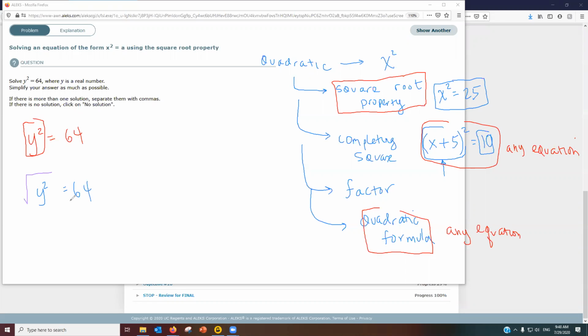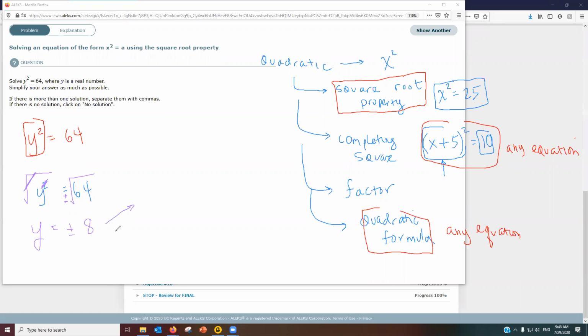The reason I do that is on this left side, square root and squaring are inverses. They're opposites of each other, so they cancel out. So if I take the square root of y squared, it gets me just back to y. Now, the only other thing I've got to be careful about is when I take the square root of the right-hand side here, I've got to put a plus or minus in front to be sure that I am going to end up with two possible solutions. Well, the square root of 64 is 8, so I end up here with y equals plus or minus 8.